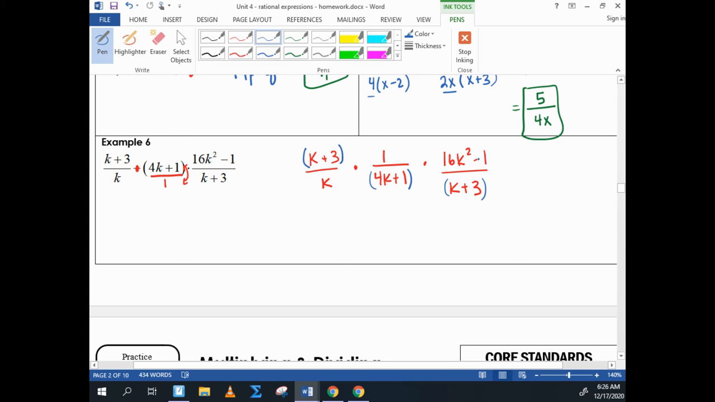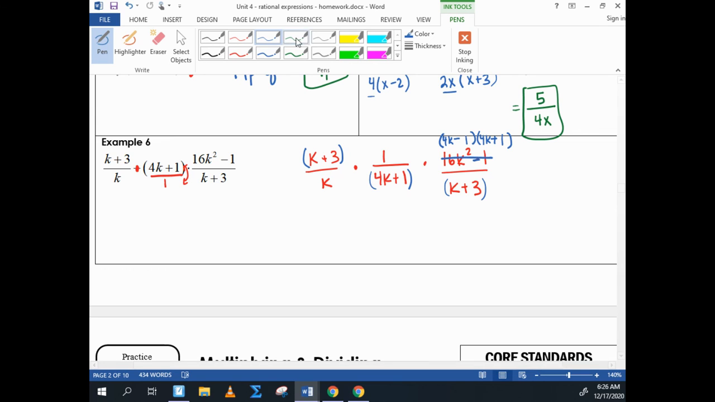However, this one is factorable. Notice I have a difference of squares. 16 is a square. K squared is a square. 1 is a square. So we're going to factor this into our conjugates. We've got a plus and a minus. And you just take the square root of the first. So that goes to a 4k. Put that in the first place right there. And then the square root of the last, that just goes down there.